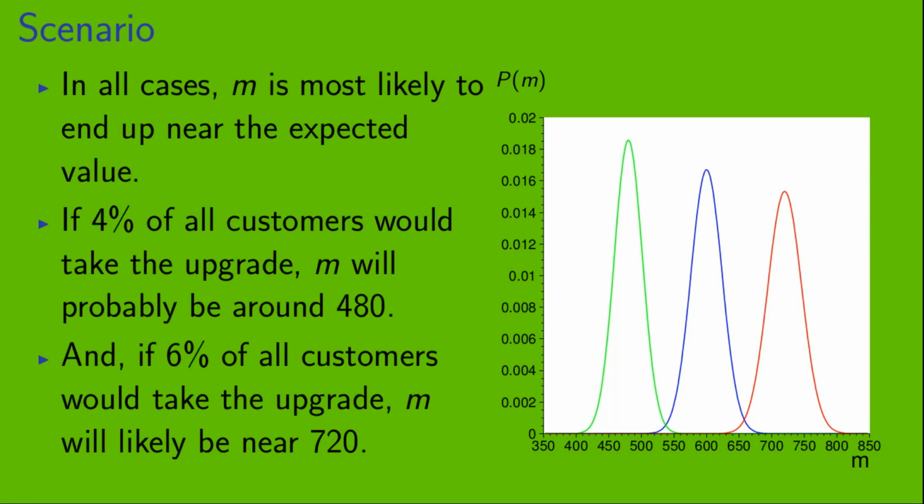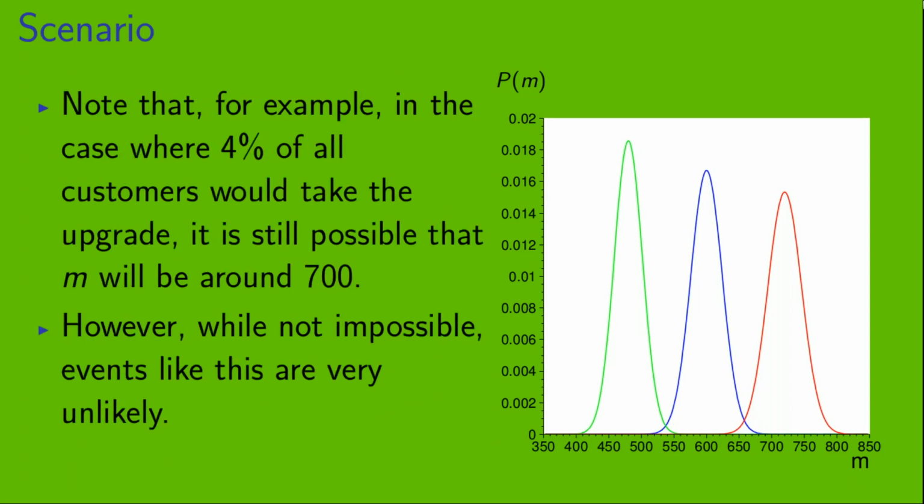In all cases, M is most likely to end up near the expected value. If 4% of all customers would take the upgrade, M will probably be around 480. And if 6% of all customers would take the upgrade, M will likely end up near 720. Note that, for example, in the case where 4% of all customers would take the upgrade, it is still possible that M will be around 700. However, while not impossible, events like this are very unlikely.